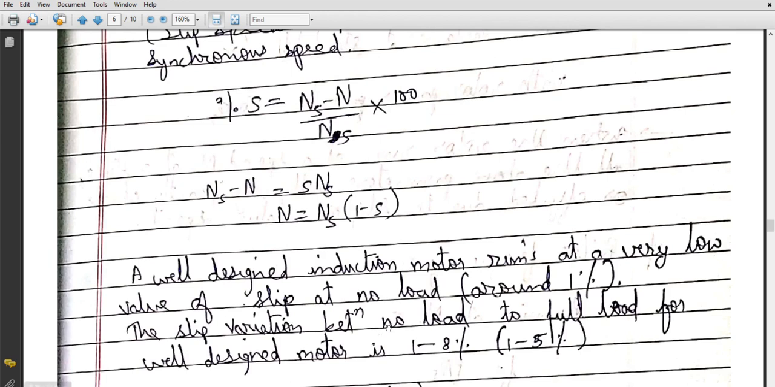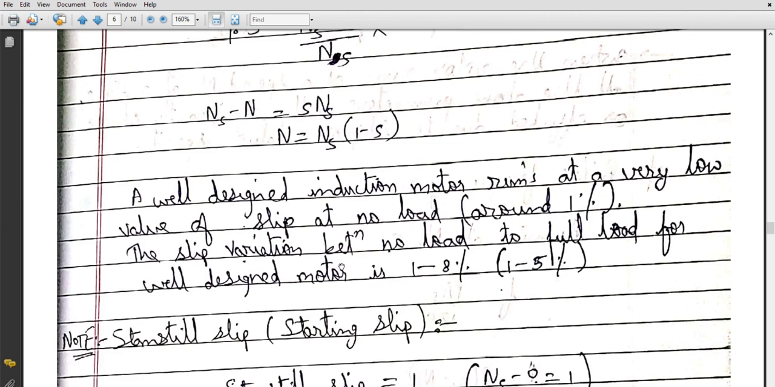Now it is written that a well-designed induction motor runs at a very low value of slip at no load, because at no load there is no extra burden on the shaft. There is no extra load; the motor only rotates the weight of the shaft. So, as I've already told you, the speed of the rotor will be very close to ns, and then the value of the slip will be very small. If this speed is equal to ns, then the value of the slip will be 0. If this speed is equal to 0, then the value of the slip will be 1.